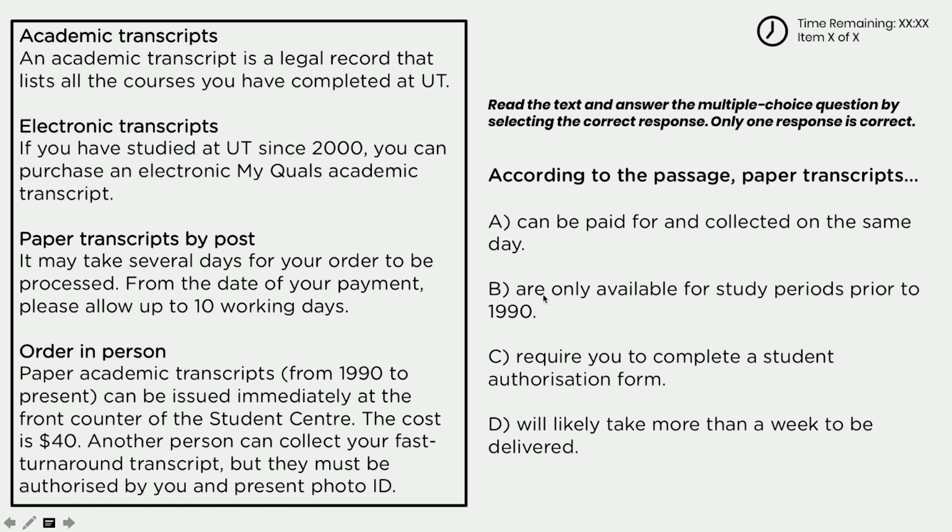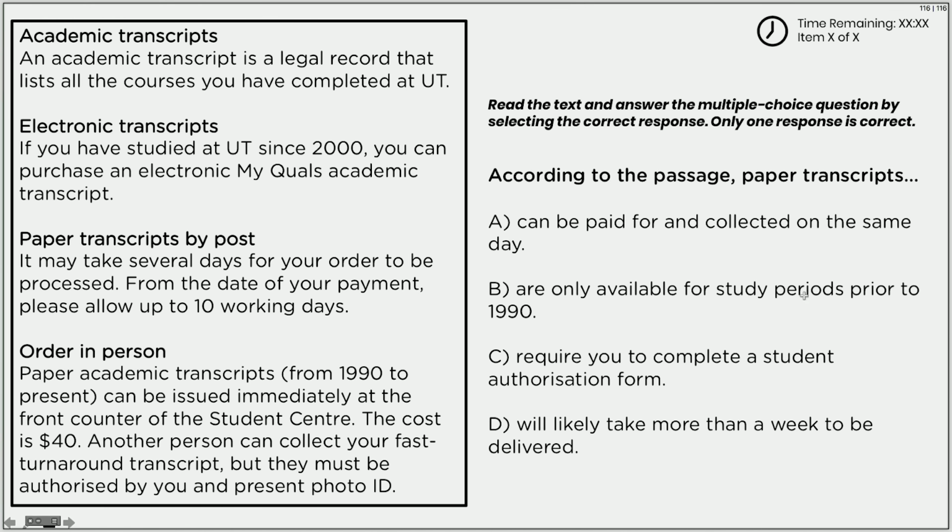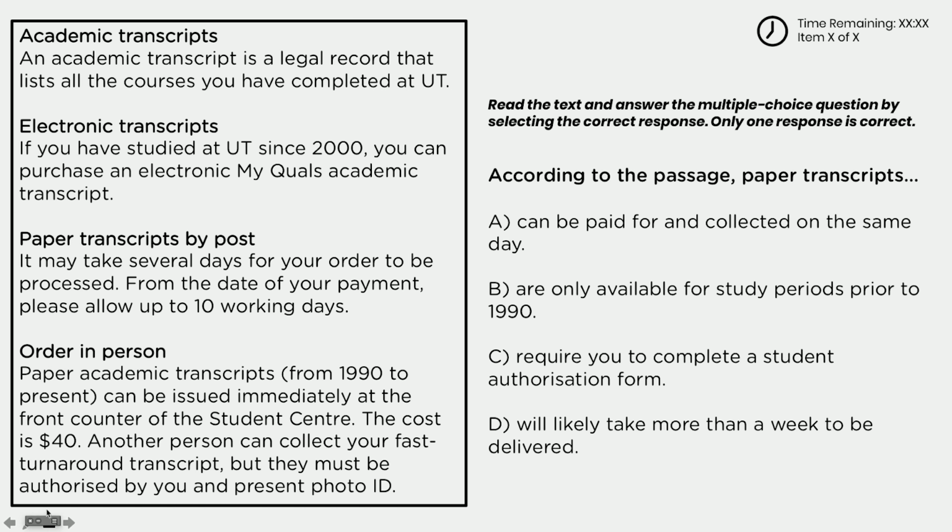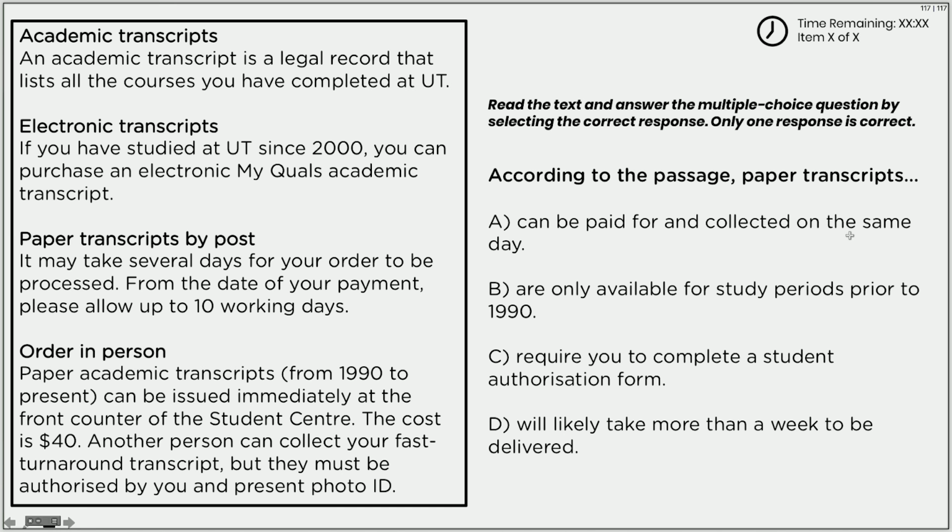Okay, paper transcripts are only available for study periods prior to 1990. Paper transcripts from 1990 to present can be issued immediately. So it's not that one. Okay, we're left with this one here. Paper transcripts can be paid for and collected on the same day. Paper transcripts can be issued immediately at the front counter of the student center. The cost is $40. That is the correct answer there.